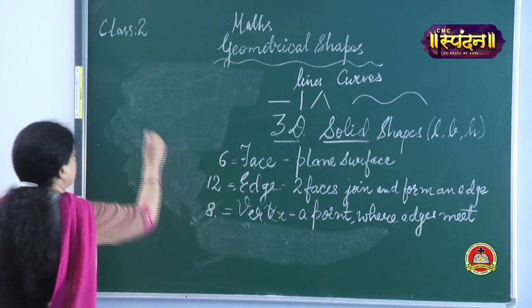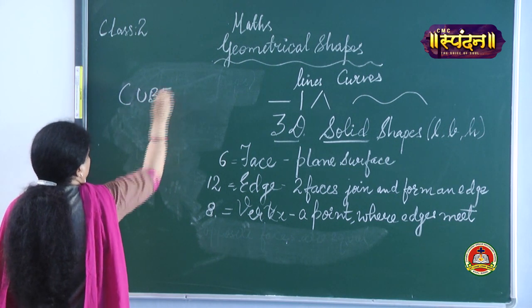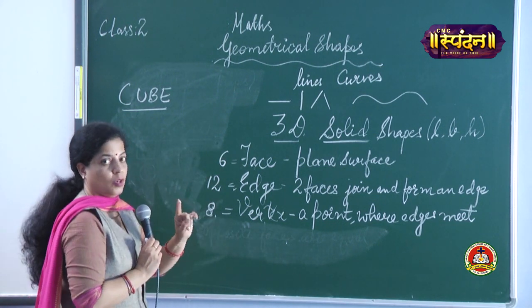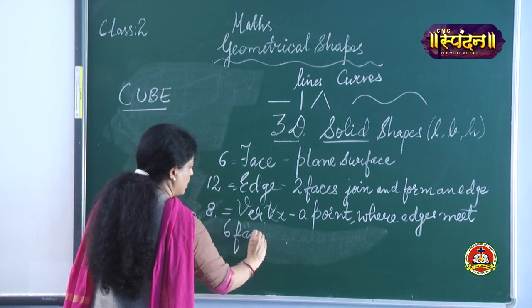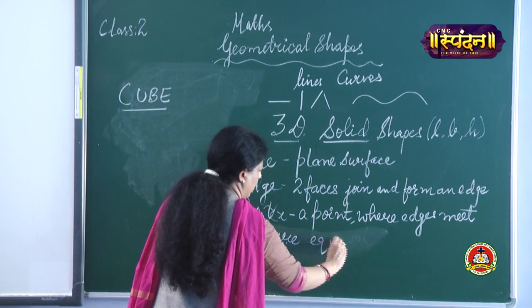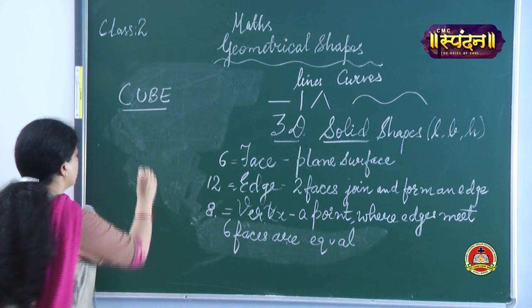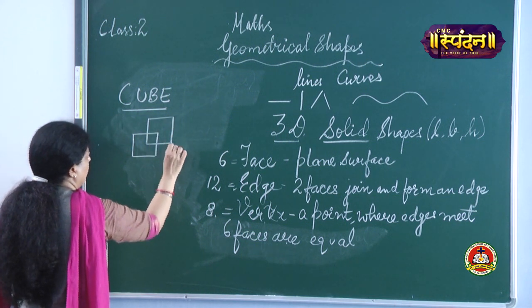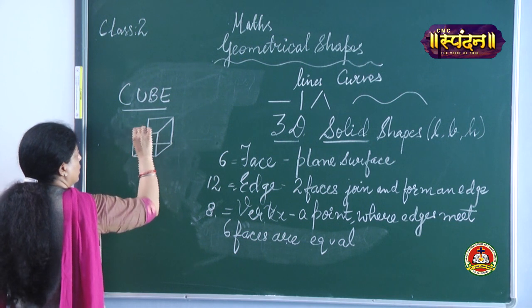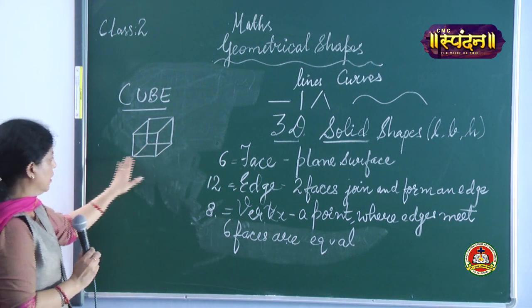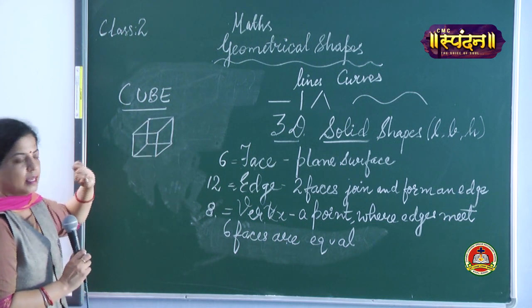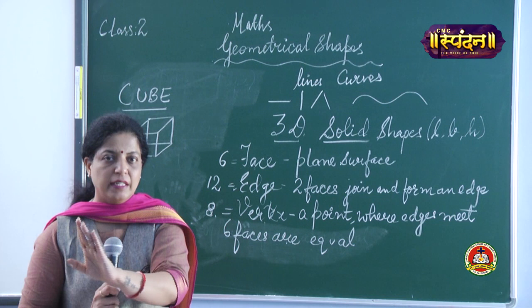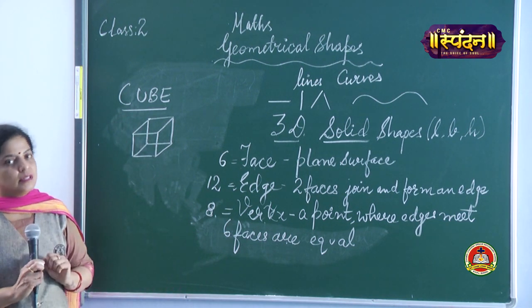So, the next shape which we are studying will be cube. It again has 6 faces, 12 edges and 8 vertices, but all the 6 faces are equal. Fine. I will show you by drawing it. See, I have drawn one square, another square, and when I join the vertices, I will get a 3-dimensional figure having length, breadth and height. But in this case, length, breadth and height are all equal. Length is equal to breadth, breadth is equal to height. That is why the faces are of the same shape and size.